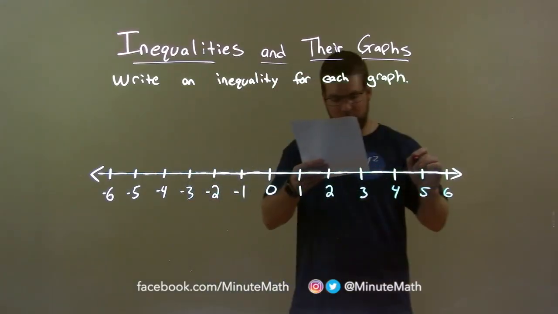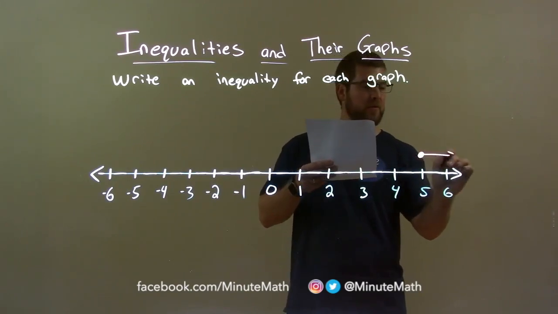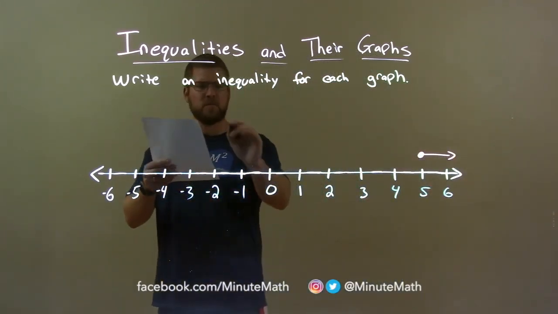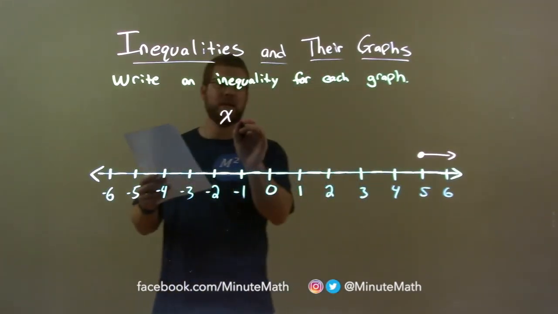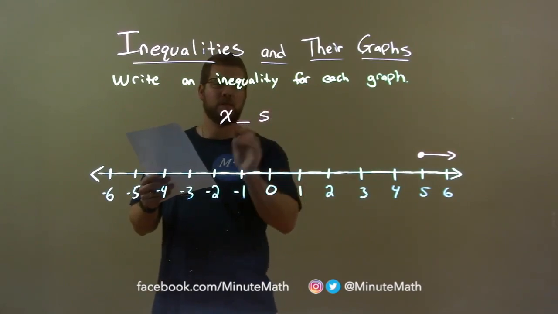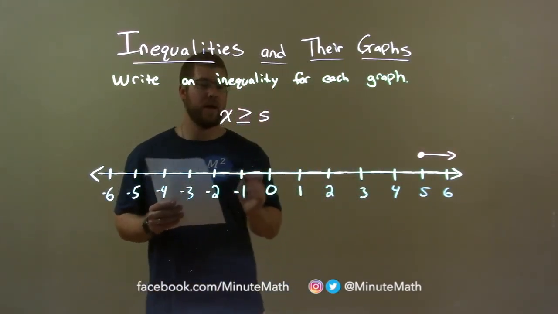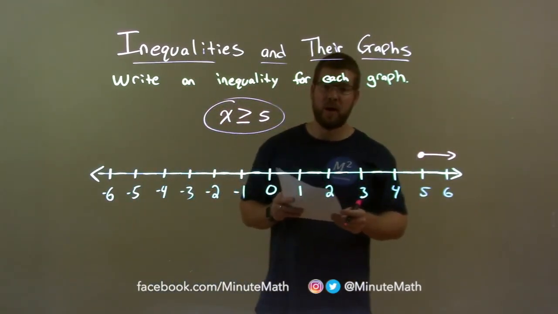So right at 5, we got a closed circle, and we're shading to the right. So let's use the variable x to represent here. Closed circle tells me it can equal that 5, so put the equal to sign there. And since we're shading to the right, x is greater than. And there we have it. X is greater than or equal to 5 is represented by this graph.